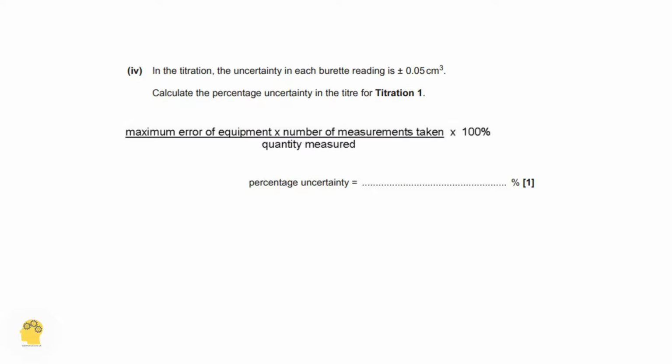So the overall size of the percentage uncertainty is also affected by the number of measurements taken. So the more measurements that are made, the bigger the overall percentage uncertainty. The bigger the quantity being measured, the smaller the percentage uncertainty, and you can see that that is in the bottom of the expression here that I've put together. For this question, you need to remember that a burette reading is taken twice to form a titer value. You have the initial burette reading and the final burette reading, and the titer value is the difference between them.